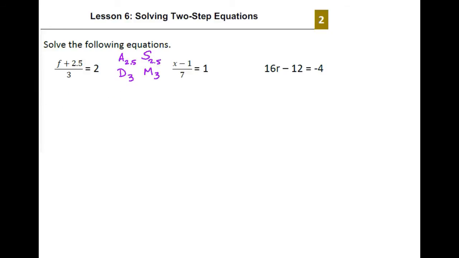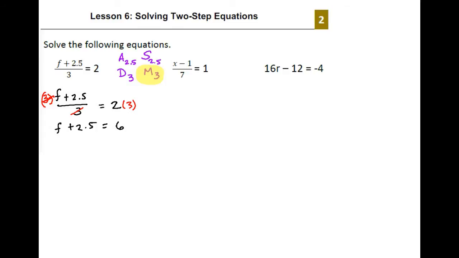So we're going to go ahead and do the following operations. We're going to do f plus 2.5 divided by 3. This equals 2. And what we're going to do is first multiply by 3. That would be our first operation, so we're going to go ahead and do that. Multiply this side by 3. Here you can put it like that as a parentheses. And then multiply this side by 3. The 3 is going to cancel. And now we have f plus 2.5 is going to equal 2 times 3, which is 6.